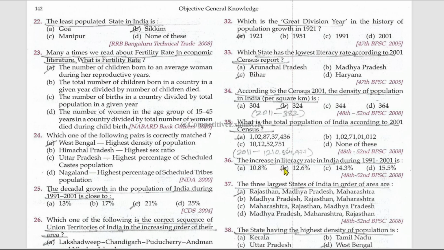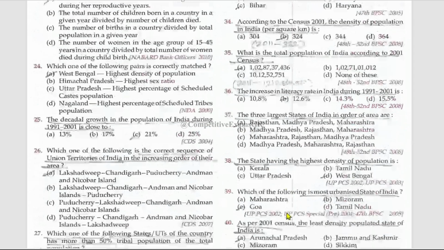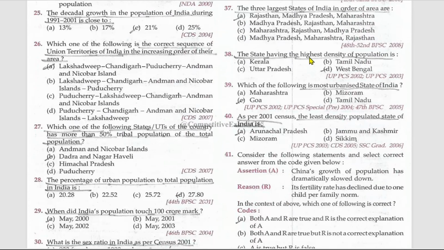The increase in literacy rate in India during 1991 to 2001 is 12.6%. What is the increase in literacy rate from 2001 to 2011 census? Mention that in the comments. The three largest states of India in order of area are Rajasthan, Madhya Pradesh, then Maharashtra. The state having the highest density of population is West Bengal.